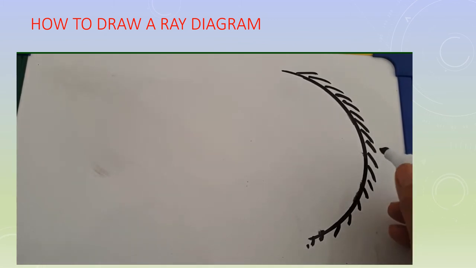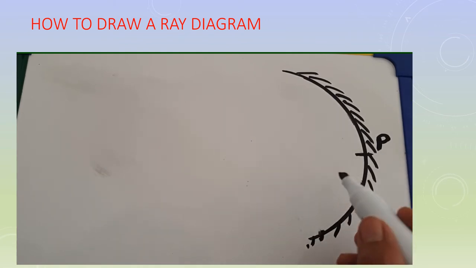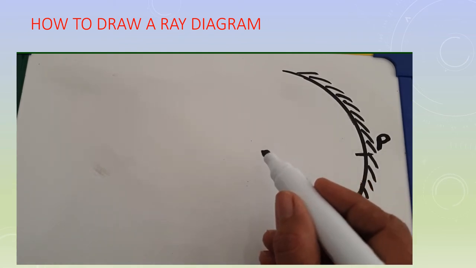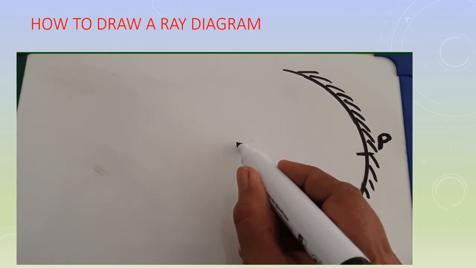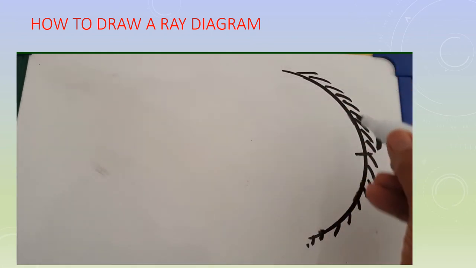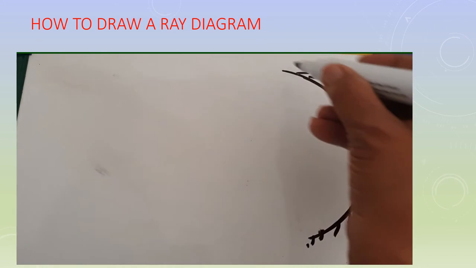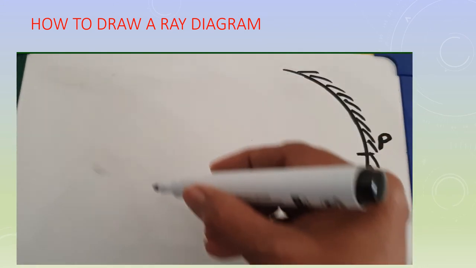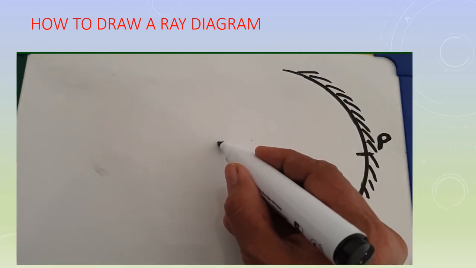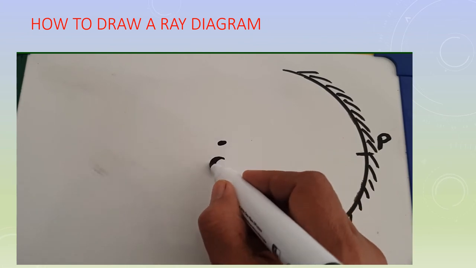Now we'll mark the pole of the mirror. Pole is the center of the mirror. So here we'll mark pole, center of the mirror. Then we'll mark the center of curvature. Center of curvature is the center of the sphere of which the mirror is a part. This sphere, if we are completing, what will be the center? That will be the center of curvature. So we'll mark it here.